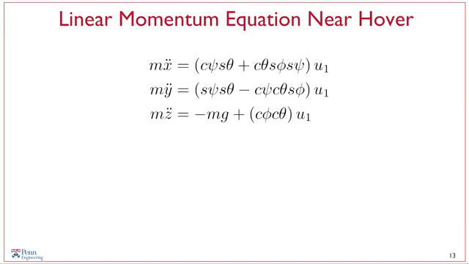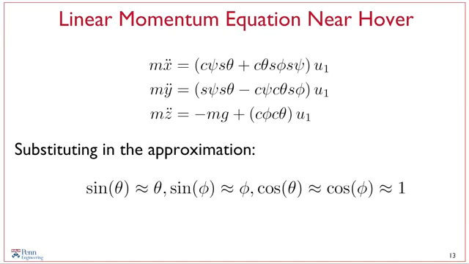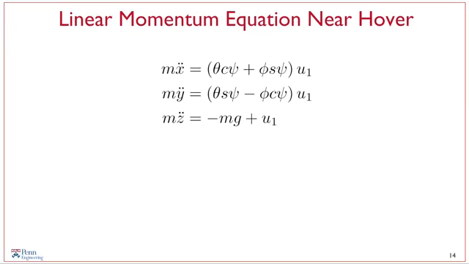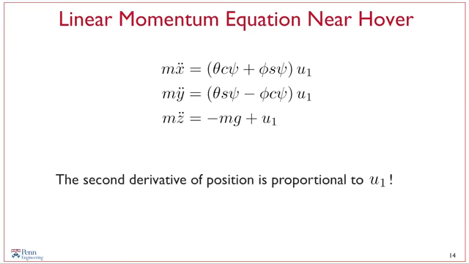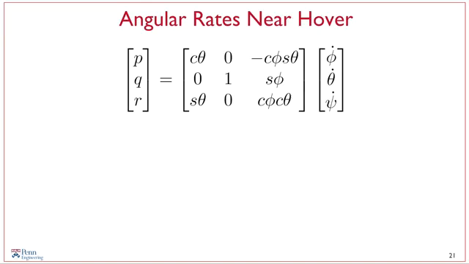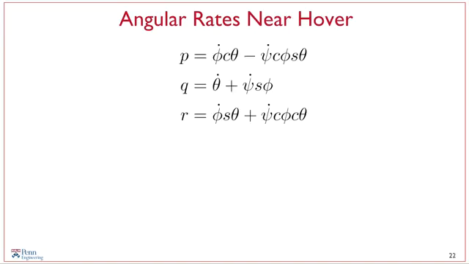At equilibrium, the pitch angle theta and the roll angle phi are both approximately 0. Therefore, we can use the equations we found earlier to approximate the sines and cosines of these angles. Substituting in these approximations reduces the differential equations to the ones shown here. We can clearly see that the second derivative of position is proportional to the input u1. Now, consider the relationship between the angular velocity components p, q, r and the first derivatives of the Euler angles. Again, we carry out the matrix multiplication to arrive at three equations relating p, q, and r to phi dot, theta dot, and psi dot.